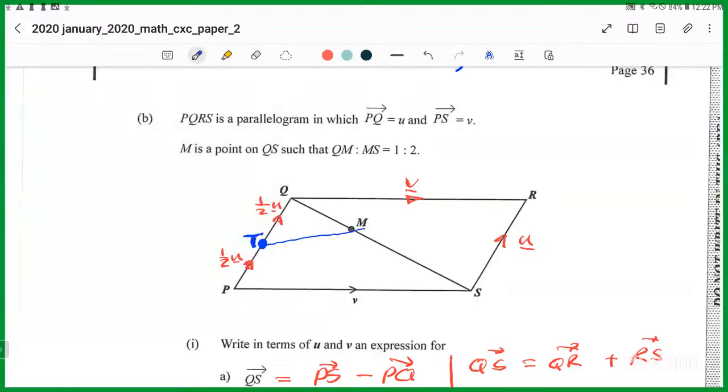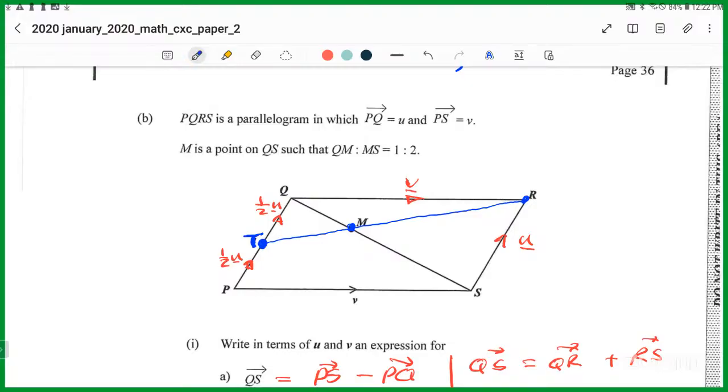See there? These 3 points, T, M, and R, are collinear. Those 3 points are on the same straight line. They are collinear. To prove that 3 points are collinear, you need to find 2 vectors between the 3 points that are parallel, and there will also be a common point. You need 2 vectors and a common point.